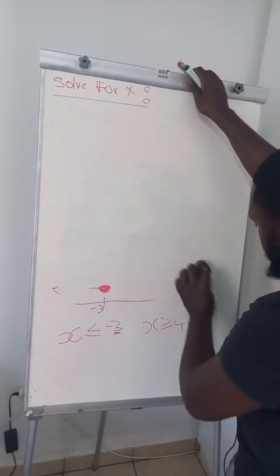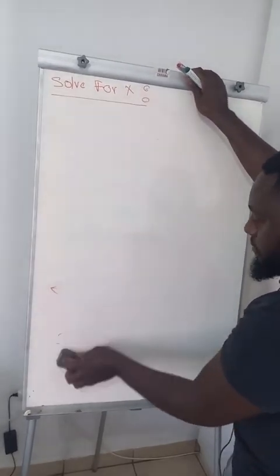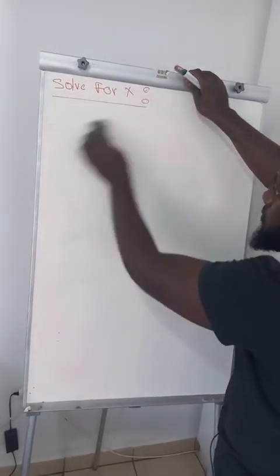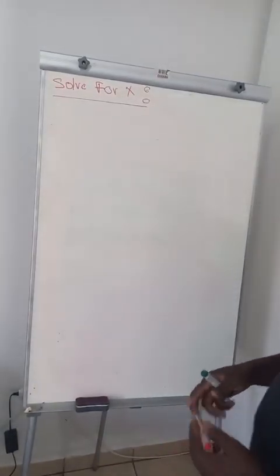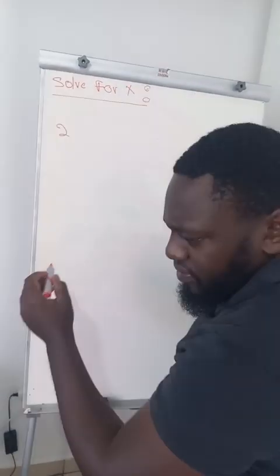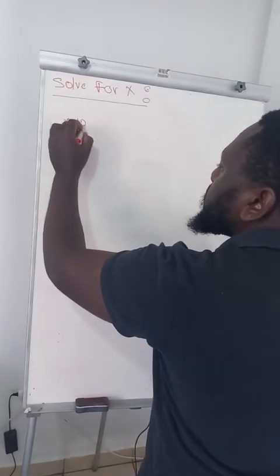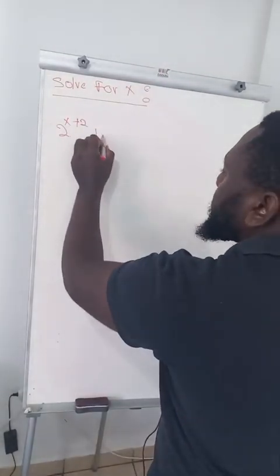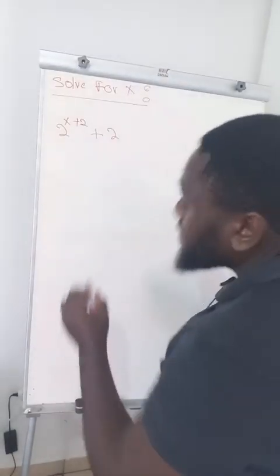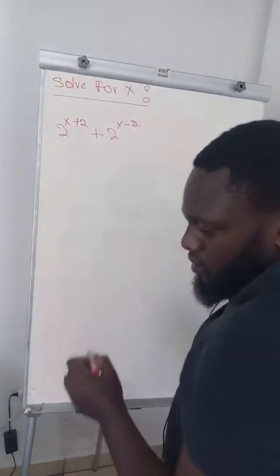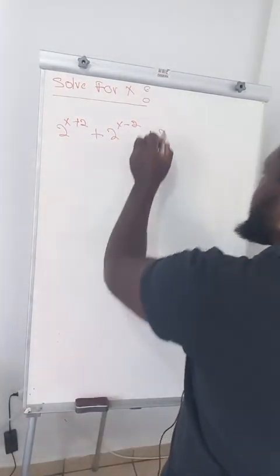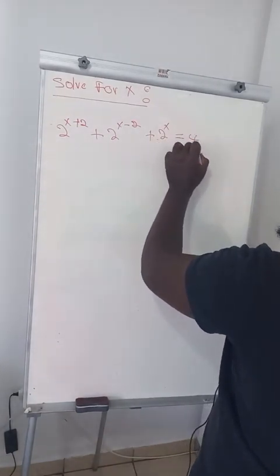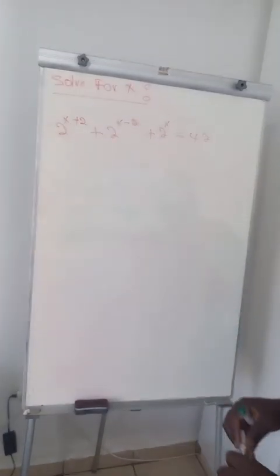Let me just rub these. Let's say now they've given you a question, and sometimes they'll give you a question like this: 2 to the power of x plus 2 to the power of x plus 2, then plus 2 to the power of x minus 2, and then plus 2 to the power of x, equals 42.